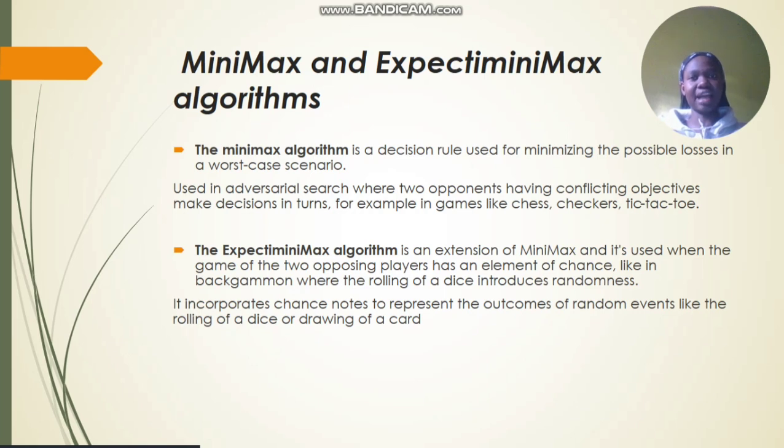And then let's go into the minimax and expectiminimax algorithms. The minimax algorithm is a decision rule used for minimizing the possible losses in a worst case scenario. Both players take turns in making decisions. Then the expectiminimax algorithm is an extension of minimax. It's used when the game of two opposing players has an element of chance.